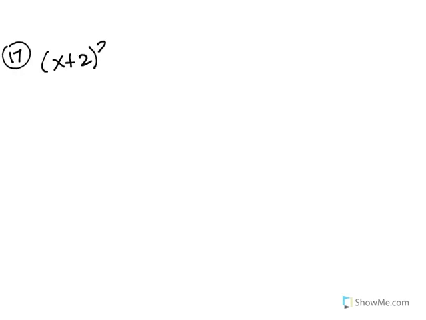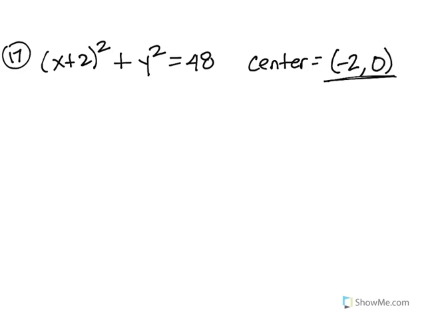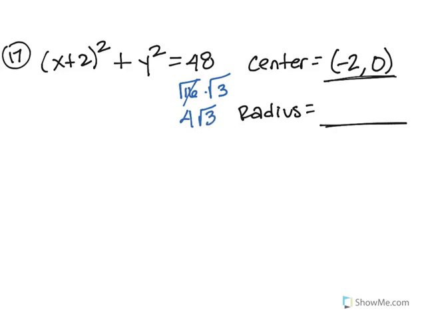17, we have (x plus 2) squared plus y squared equals 48. And so that center would be (-2, 0). And then the radius, now 48 is not as easy as 81. It's not perfect. So we're going to have to figure out what perfect square is in 48, the biggest. And that's going to be 16 times 3. So the square root of 16 is 4, and we bring down the square root of 3. So the radius would be 4 square roots of 3.